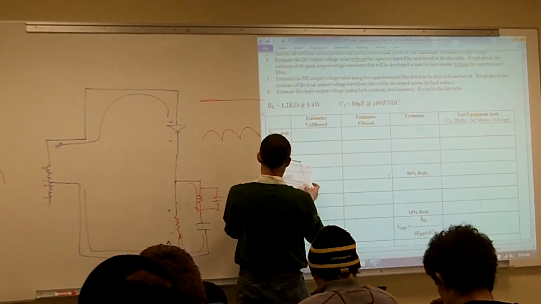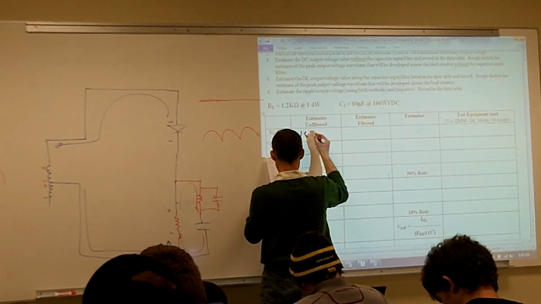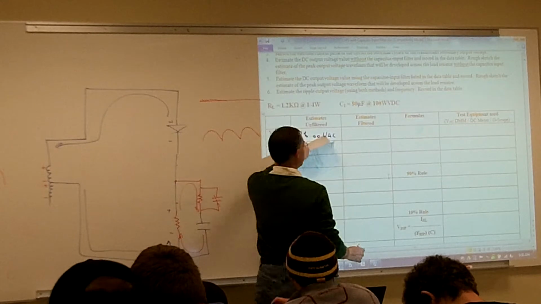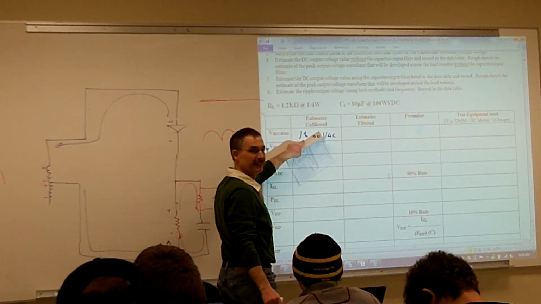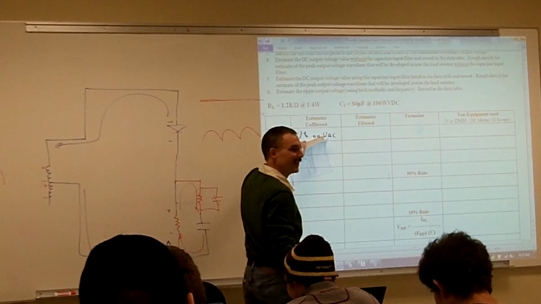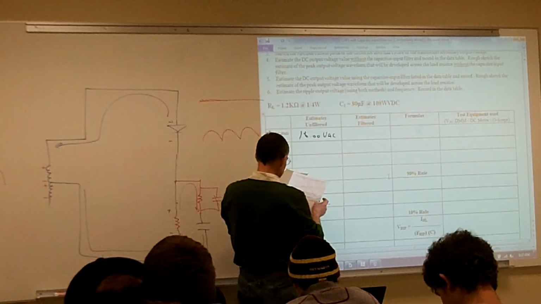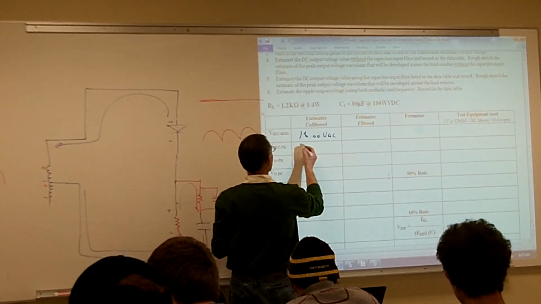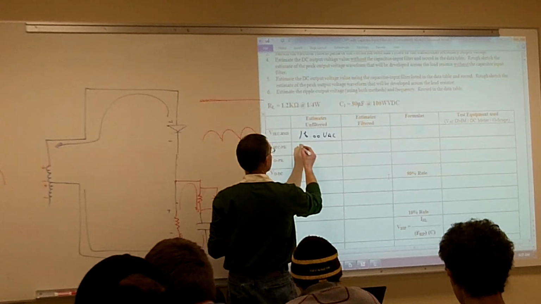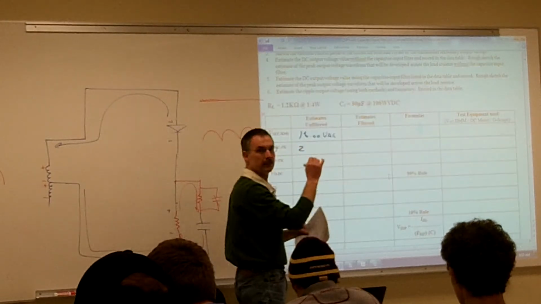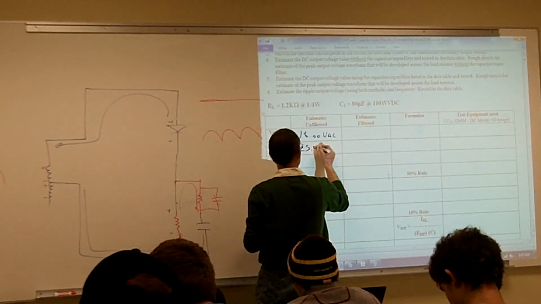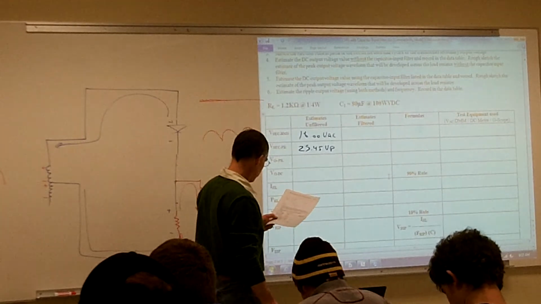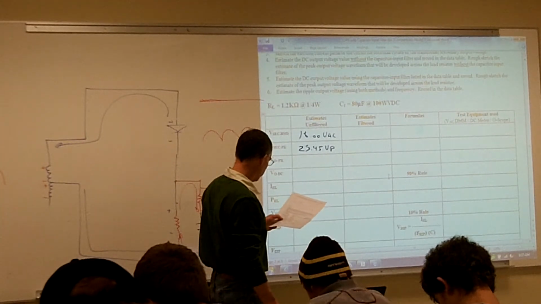All right, so they should have gotten 18 volts AC. Anyone that didn't get the 18, just want to know where I need to start out at. All right, so then what did you get for your voltage secondary peak? 25.45. Okay, 25.45 volts peak.